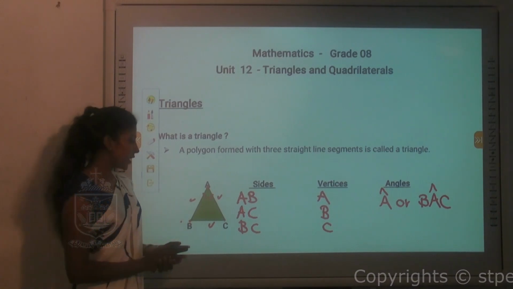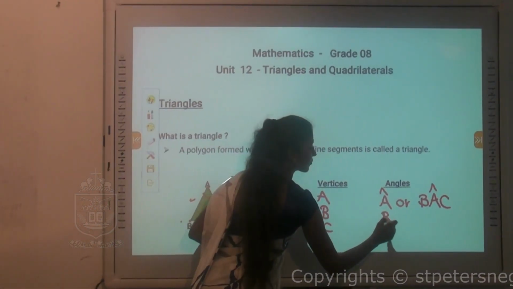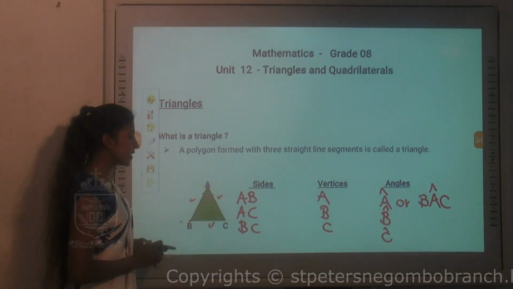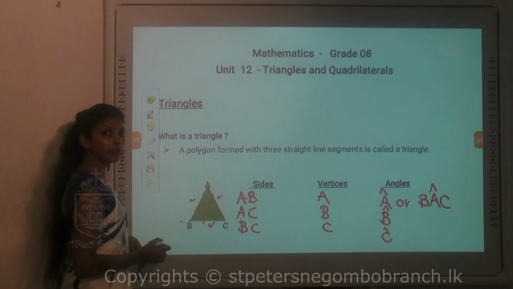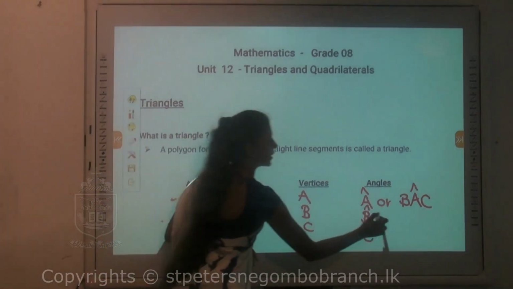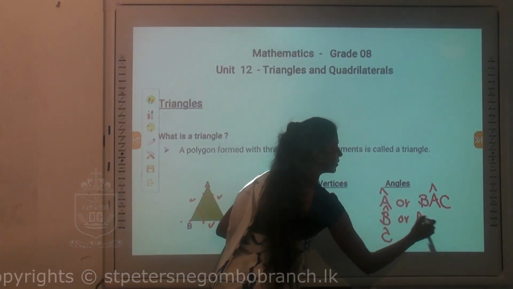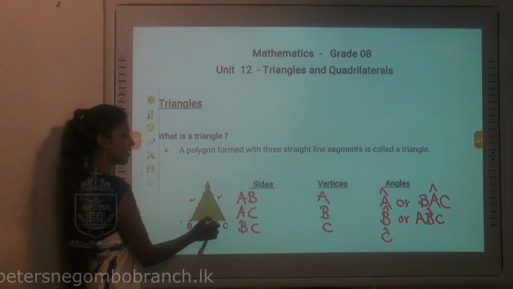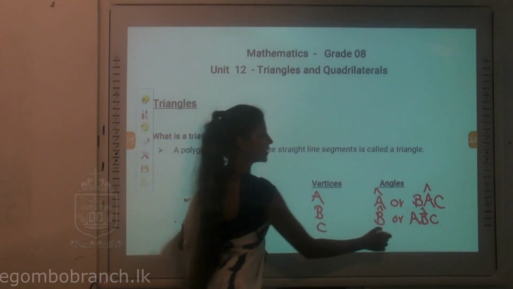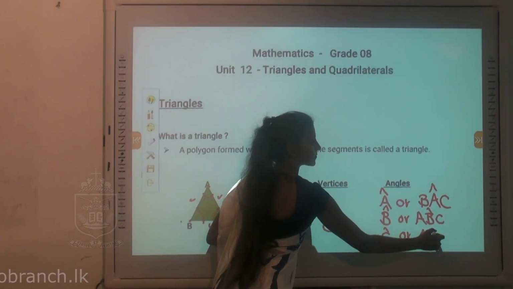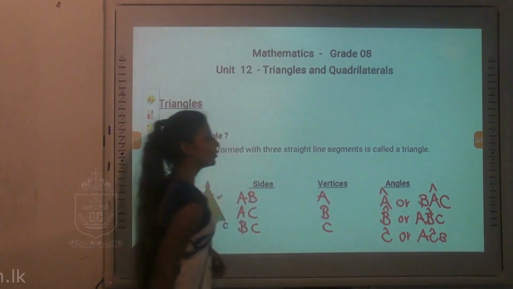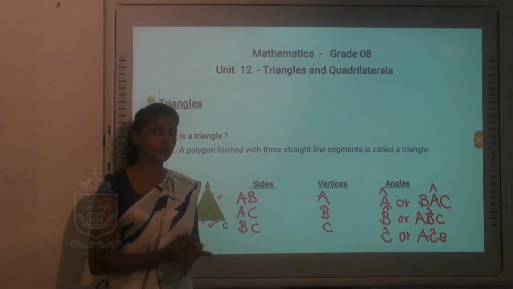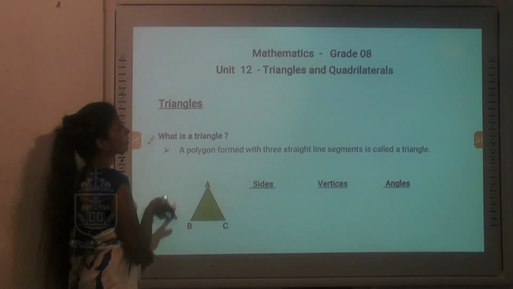Likewise, there are two more angles, that is angle B and angle C. In the same manner, you can represent the two angles. If you have to represent angle B, it can be named as ABC angle. And if you have to name angle C, it can be named as ACB angle. Okay, so that's about the main properties of a triangle. So let's move to the next part of the lesson.